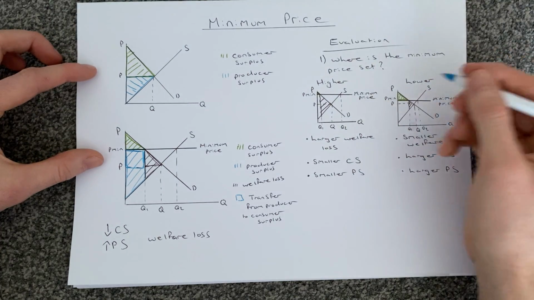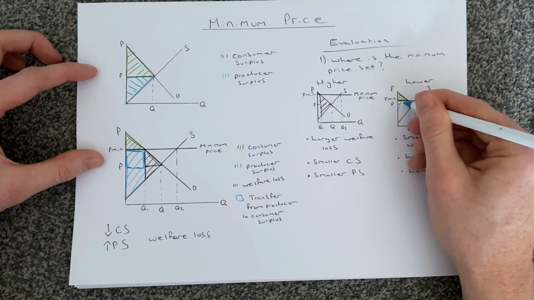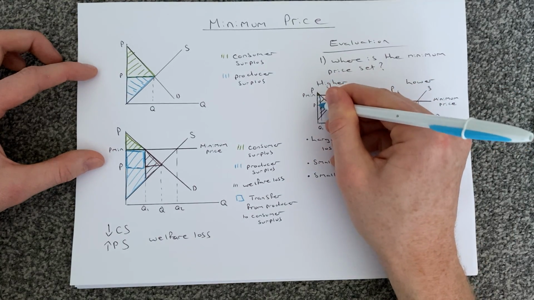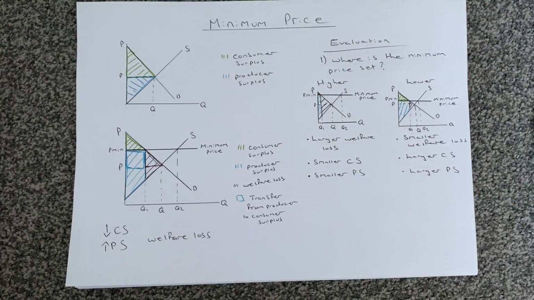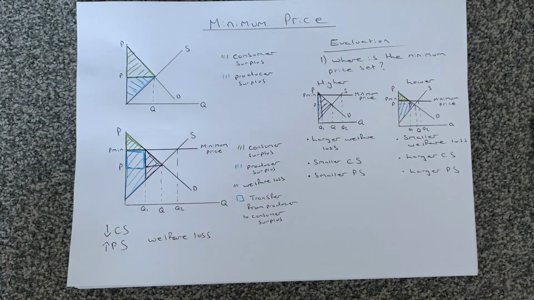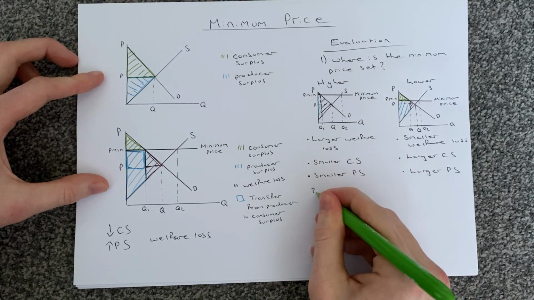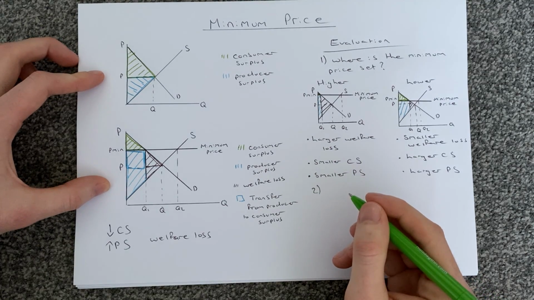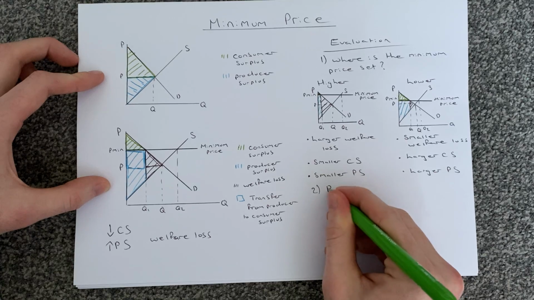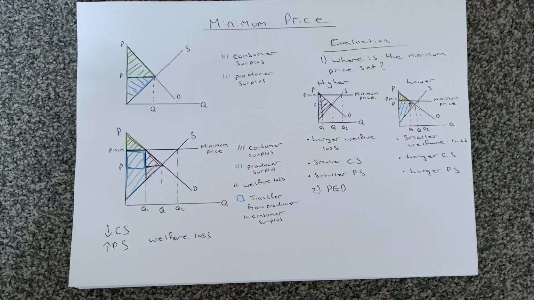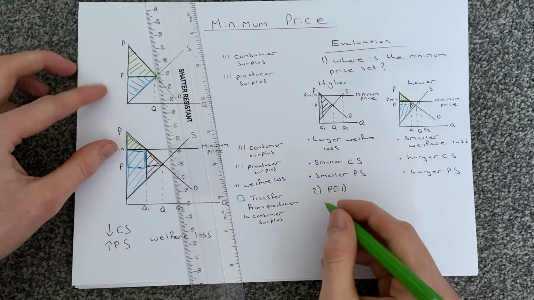And obviously we can just highlight the producer surplus area on our diagram to visually represent the points we've just made. So there we go, really strong evaluation there. And we'll just consider the final evaluation point with regards to minimum pricing, and we're going to consider the price elasticity of demand and how that impacts upon producer and consumer surplus. And again, we're going to draw diagrams to support us here.